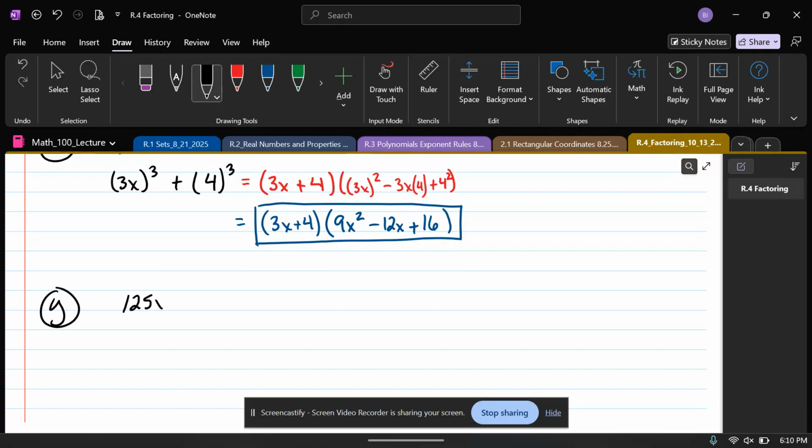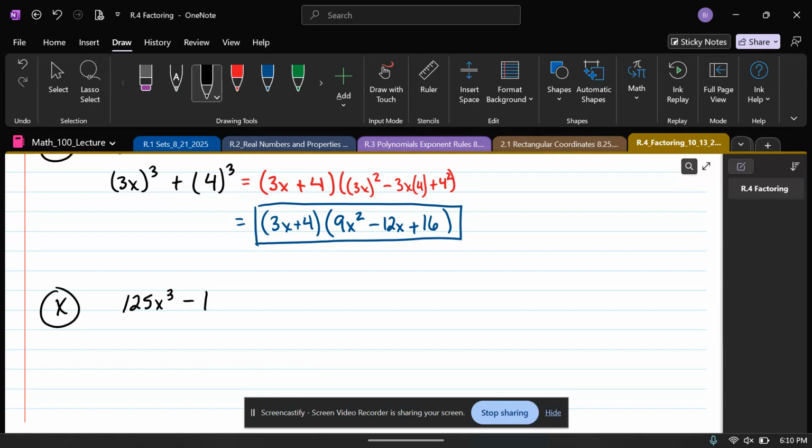125 x to the third minus 1. Yeah, x comes before y, doesn't it? I'm a math teacher, not an English teacher. You don't need the alphabet, pass. We're on x. Sorry. All right.